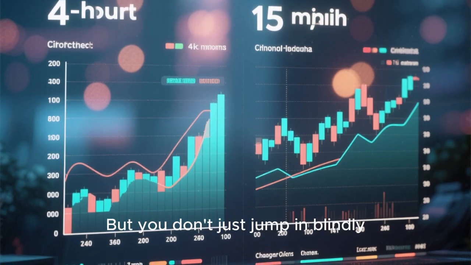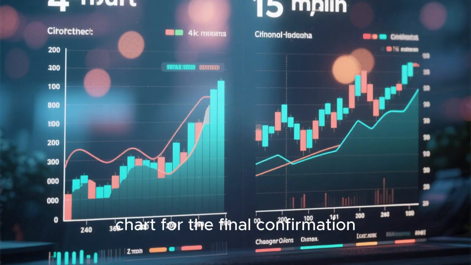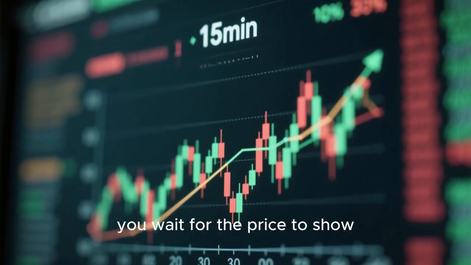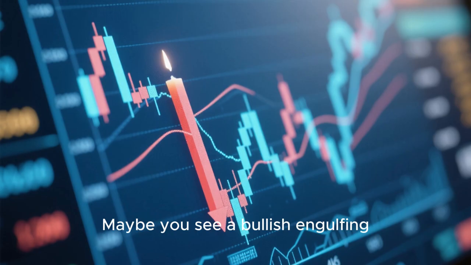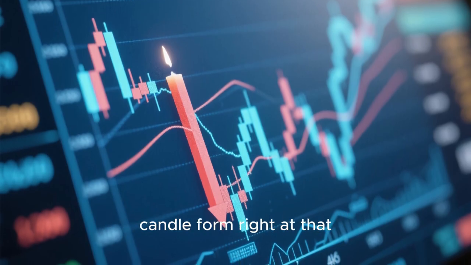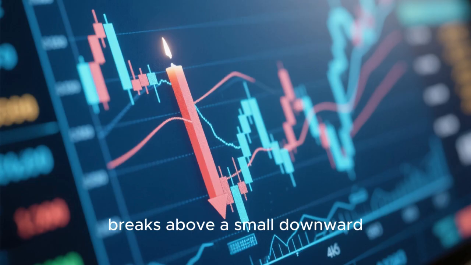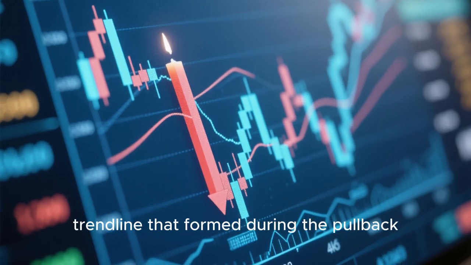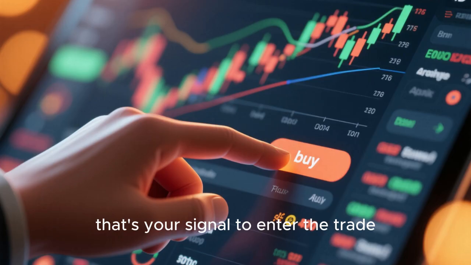Now you zoom into the 15-minute chart for the final confirmation. On this chart, you wait for the price to show signs of turning back up. Maybe you see a bullish engulfing candle form right at that support level, or perhaps the price breaks above a small downward trend line that formed during the pullback. Once you see that trigger, that's your signal to enter the trade.